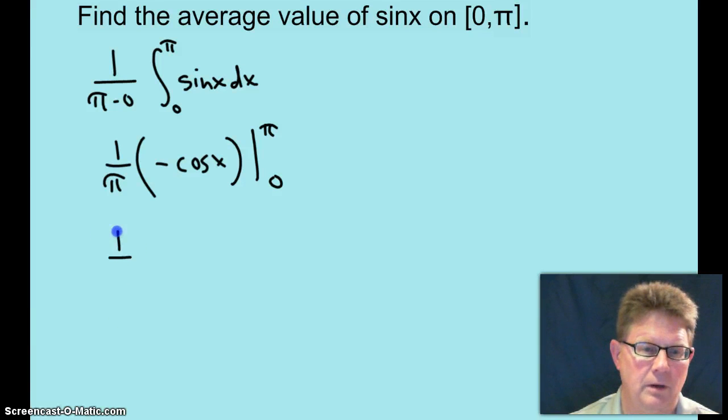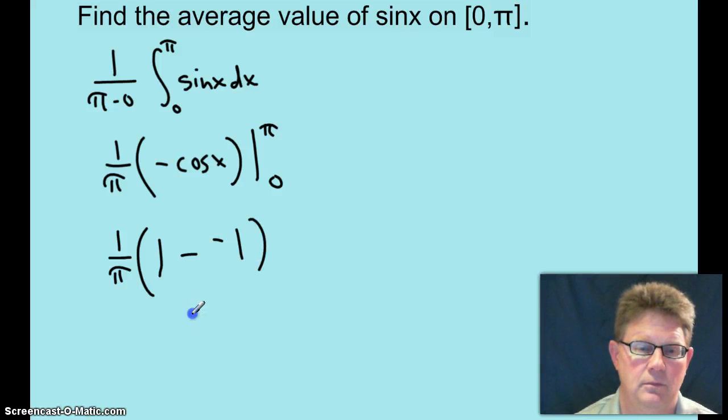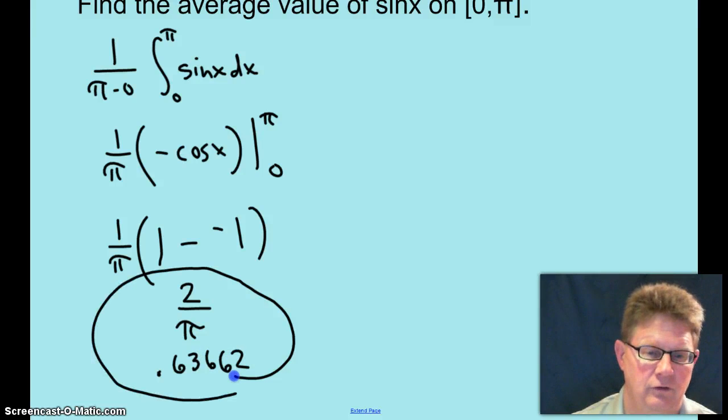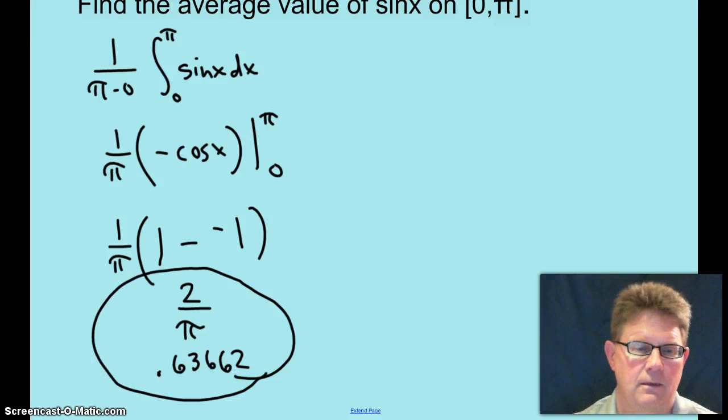Alright, so 1 over pi. Okay. Cosine of pi is negative 1, so the opposite of negative 1. Subtract. The cosine of 0 is 1, so we're subtracting a negative 1. So our answer is 2 over pi, which ends up being approximately 0.63662. So there's our answer right there. Alright, let's move on to the next example.